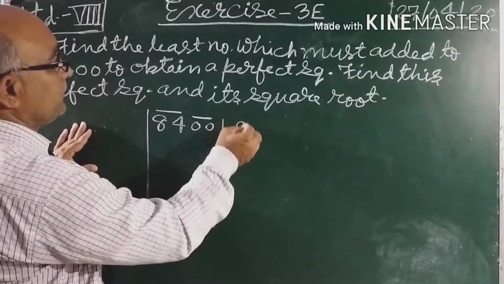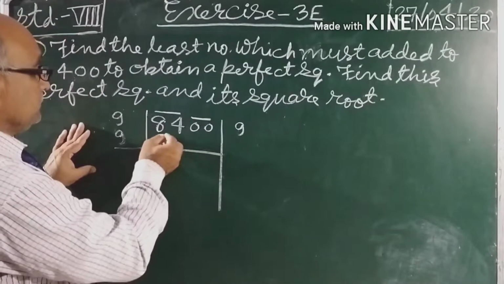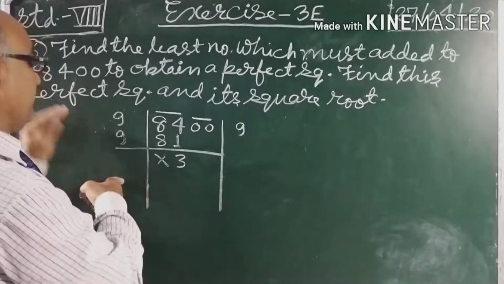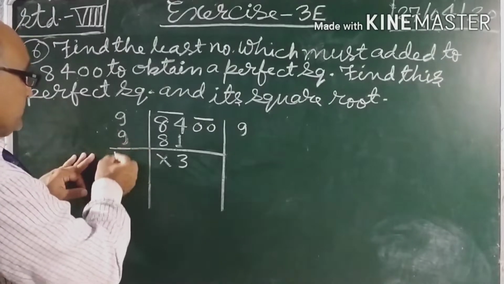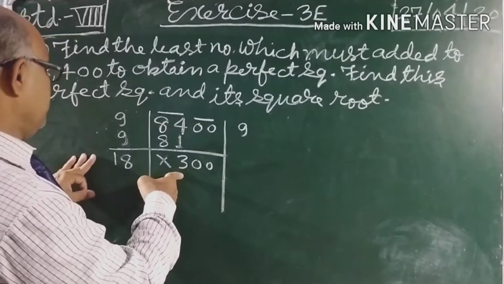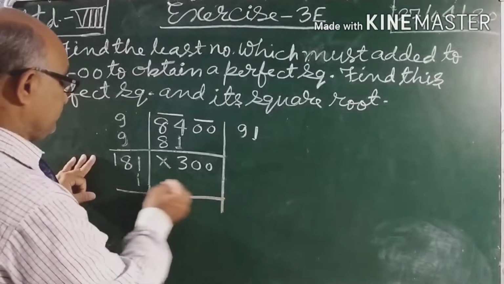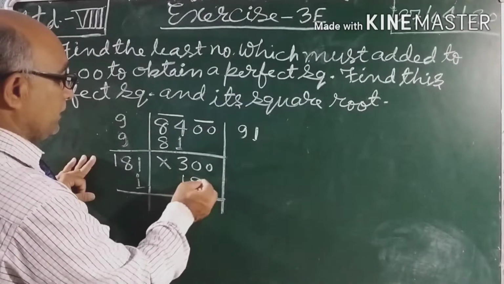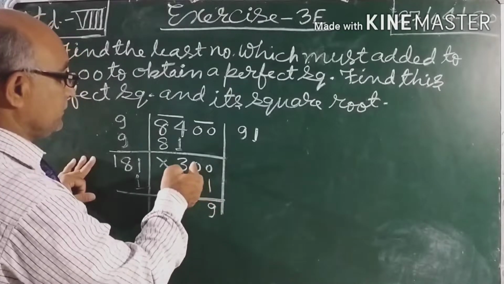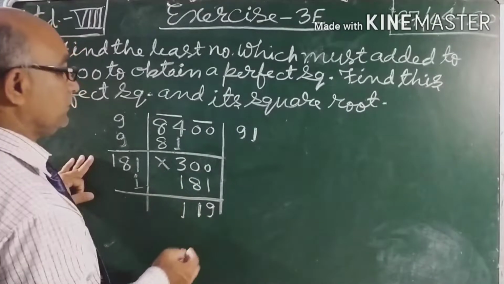84. 9 times 9 is 81. 4 minus 1 is 3. 8 into 8. 8 minus 8 cancel. 9 plus 9 is 18. Now double zero comes here, 300. So only one time. 181, subtract it. 10 minus 1 is 9. 9 minus 8 is 1 and 2 minus 1 is 1.